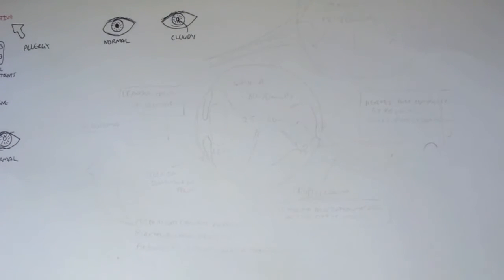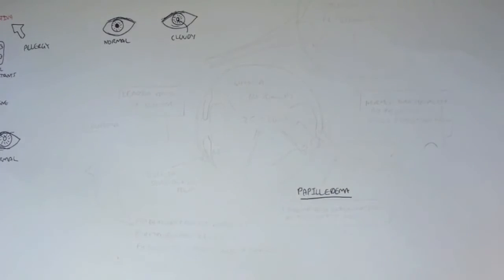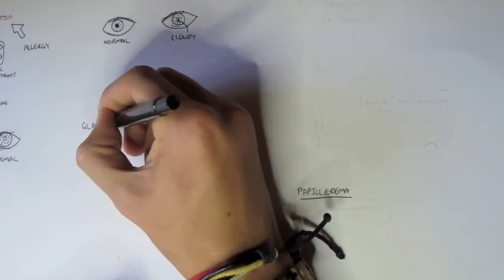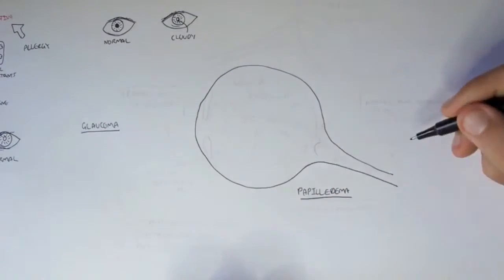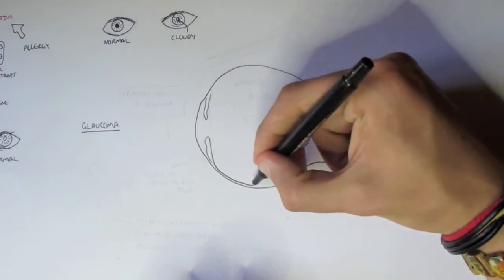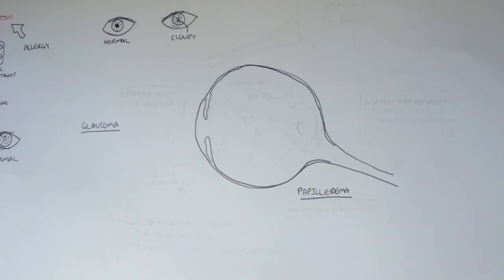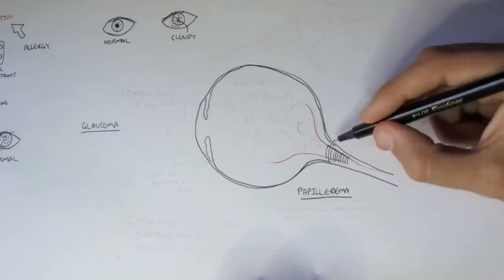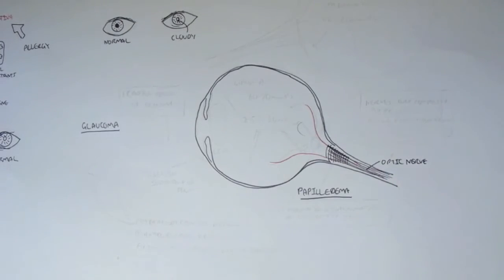Next, I'll talk about two eye disorders, papilledema and glaucoma. And I'm going to talk about them separately because they're different. But I'm going to use the same diagram to show the characteristics of this eye disorder. So here we have the eyeball, ciliary muscles, the blood supply, and here I'll draw the nerve. It connects with the retina.